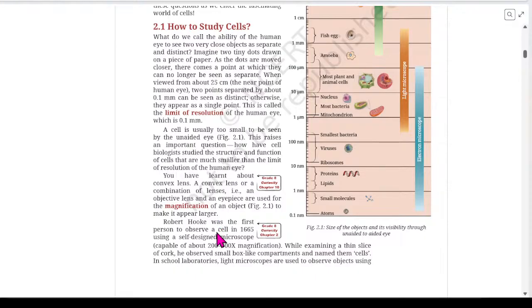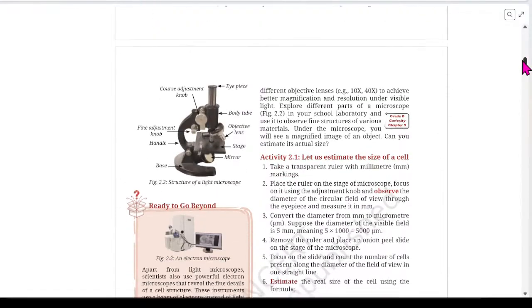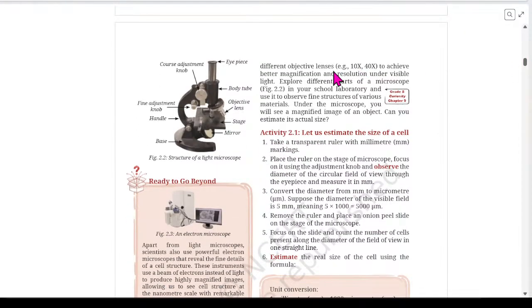Robert Hooke was the first person to observe a cell in 1665 using a self-designed microscope capable of about 200 to 300x magnification. While examining a thin slice of cork, he observed small boxes or compartments and named them cells. In school laboratories, light microscopes are used to observe objects using different objective lenses, which could be 10x or 40x, to achieve better magnification and resolution under visible light.